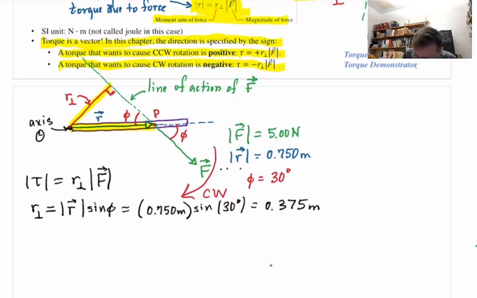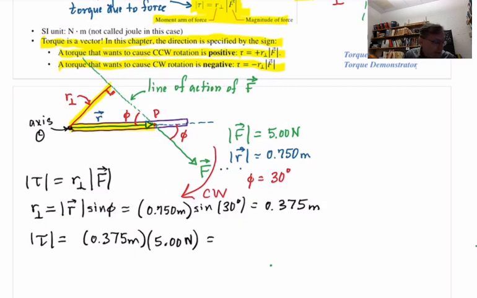So now let's get the magnitude of the torque. I take the moment arm, 0.375 meters, not 0.75 meters, not R, but R perp, because that's the important length for getting the tendency for rotation. And it's half of R in this case, R perp is. And the magnitude of F, force, is 5 newtons. So I multiply those two things together, and I get 1.875, and the SI unit of torque would be newton times meter.